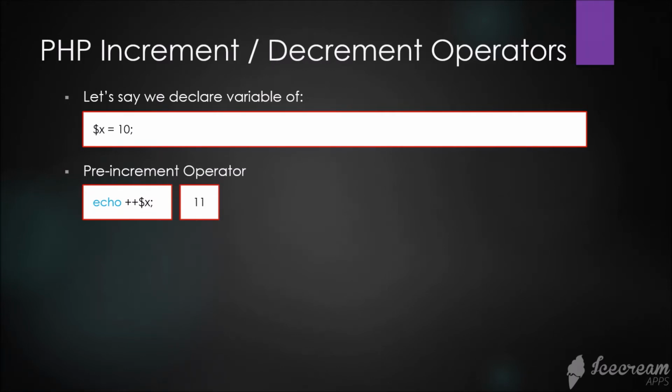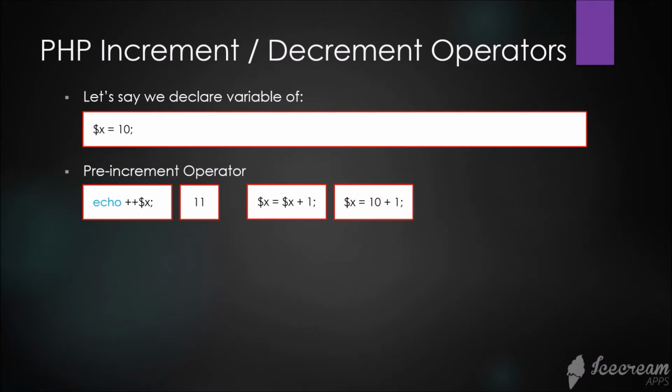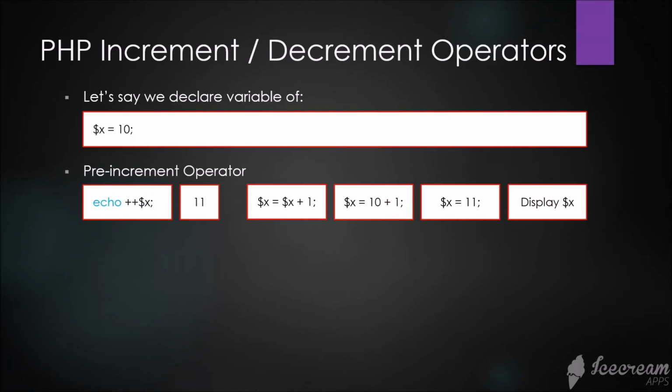So what is happening behind the scenes? Let me try to explain. If we try to rewrite the code, this is what happens. It will calculate x plus 1. Then we replace x, which is 10, so 10 plus 1, and the result will be x equals 11. Then we display the value. So it will now execute the statement here.